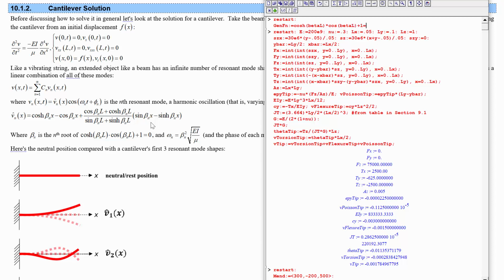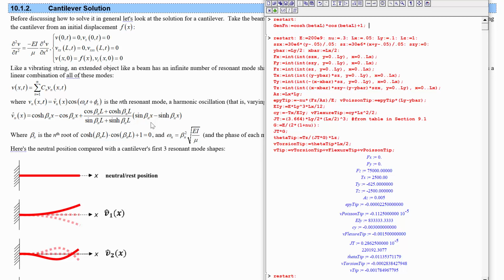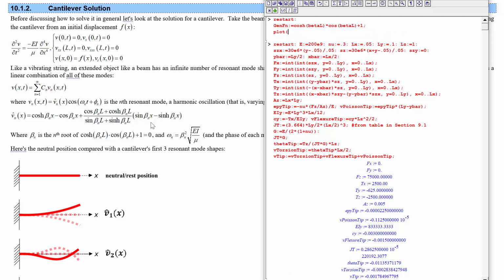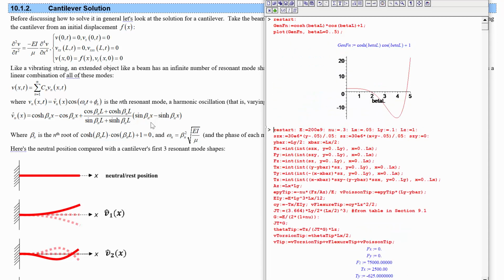And what we want to know is where is this equal to 0? So let's plot the generating function from beta L is equal to 0 to, I don't know, 5. Okay, so this is showing us what the values are of this function. And we want to know what the roots are of it. So we want to know where it's equal to 0. It looks like we've got a solution between 1 and 2.